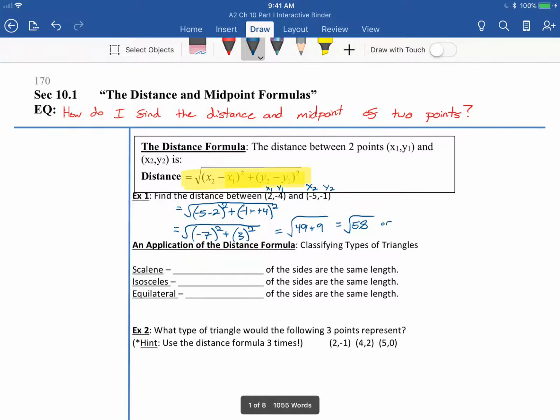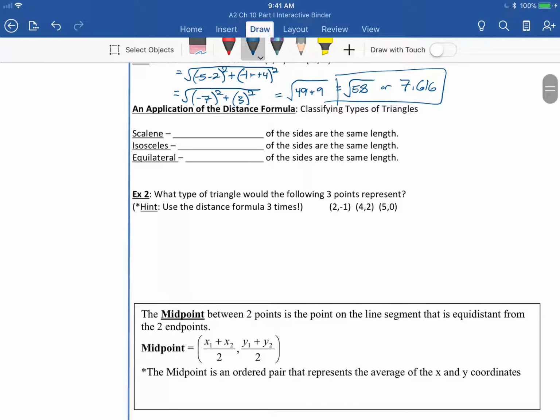All right, so you can have the square root of 58. If you want to make that into a decimal, that's okay. I think it's like 7.616, if I remember right. So 7.616 is fine too. All right, but that square root of 58 is okay. All right, so an application of the distance formula is a good way to start reviewing this and go through.